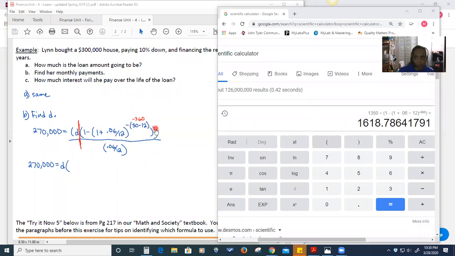So here we go. Parenthesis 1 minus, parenthesis 1 plus 0.06 over 12, close the parenthesis, to the power of negative 360, close parenthesis, equals, and this is that numerator, divided by, parenthesis, here comes our denominator, 0.06 over 12, close parenthesis, equals. And here's what that big fraction came out to be.